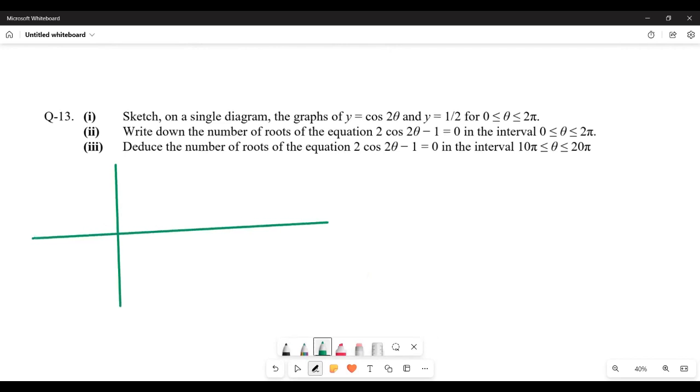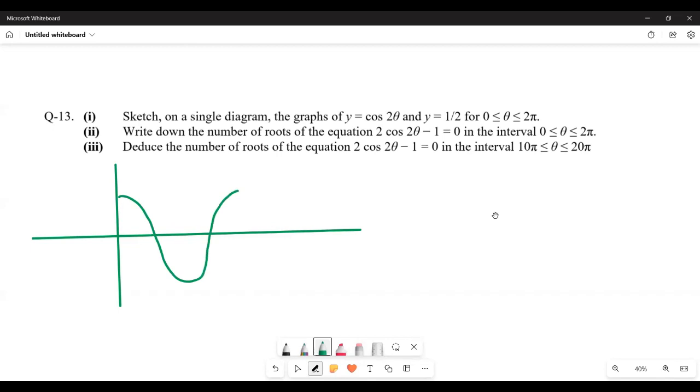So for 0 to 2 pi, there are going to be two cycles of cos. First cycle and then the next cycle. Since it's cos 2 theta and not just cos theta. And then I have to plot y equals half. So it's going to be here.